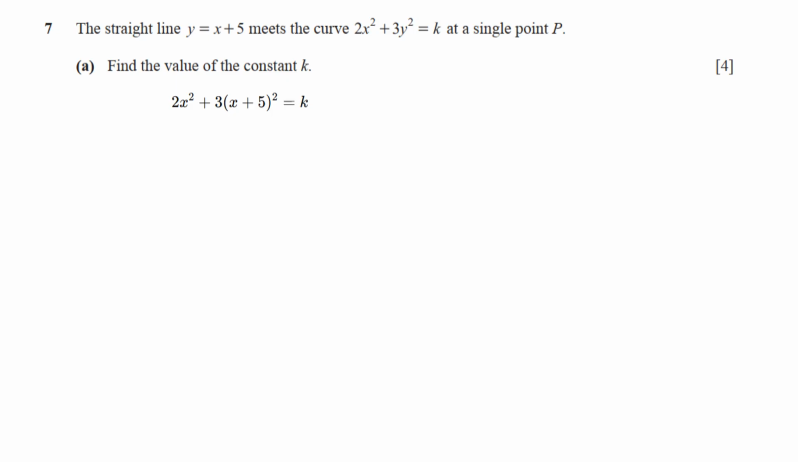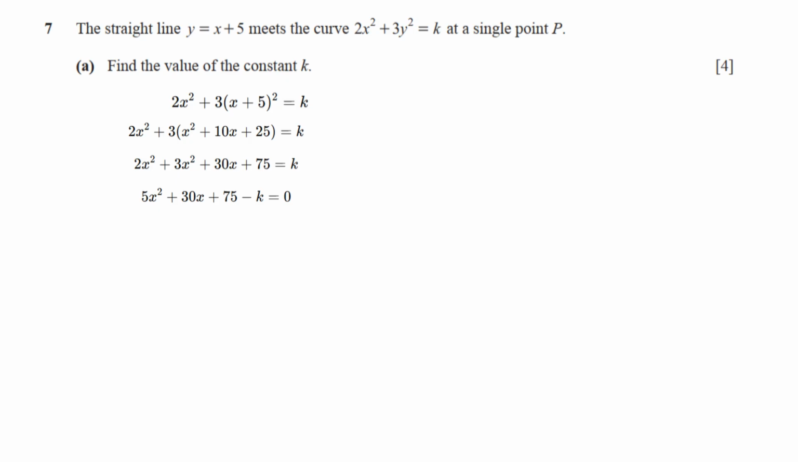Now expand this, we get 2x square plus 3 times x square plus 10x plus 25, which is equal to k. Now expand the bracket, so we get 2x square plus 3x square plus 30x plus 75 is equal to k. Bring all the terms into one side and simplify this. So 5x square plus 30x plus 75 minus k is equal to 0.